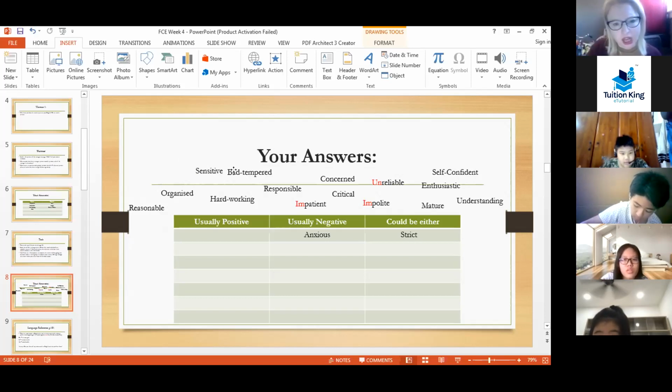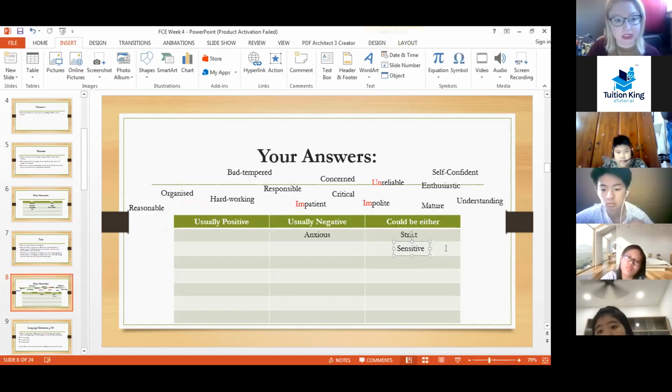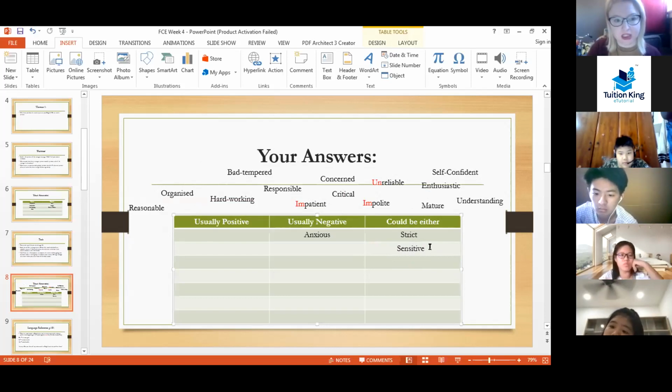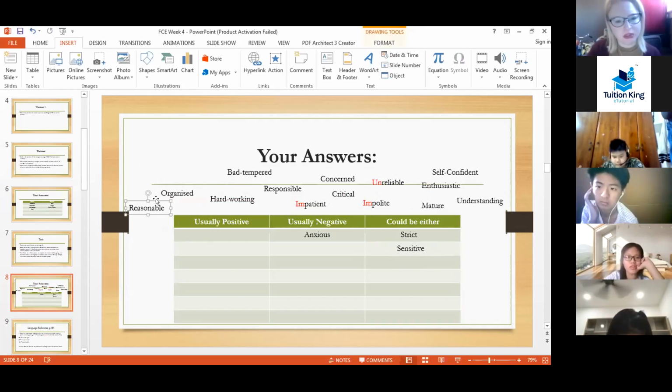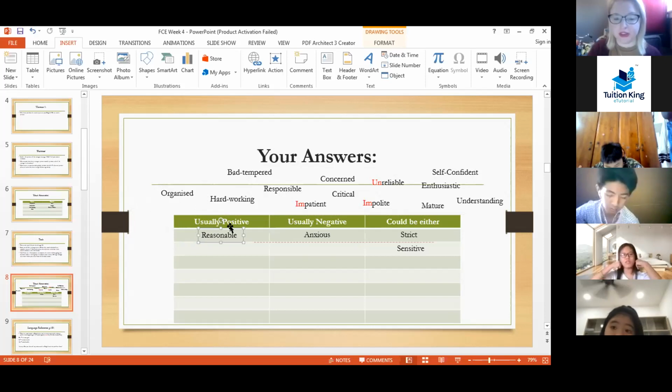I'd like to put it in could be either, because it really depends on the context. So you could be sensitive, as in easily offended, or you can be sensitive, as in more aware of your emotions. And people would think that that is a good thing. So it really depends on the context. It could be either. Reasonable? Positive. Yeah, I agree with that one, certainly.